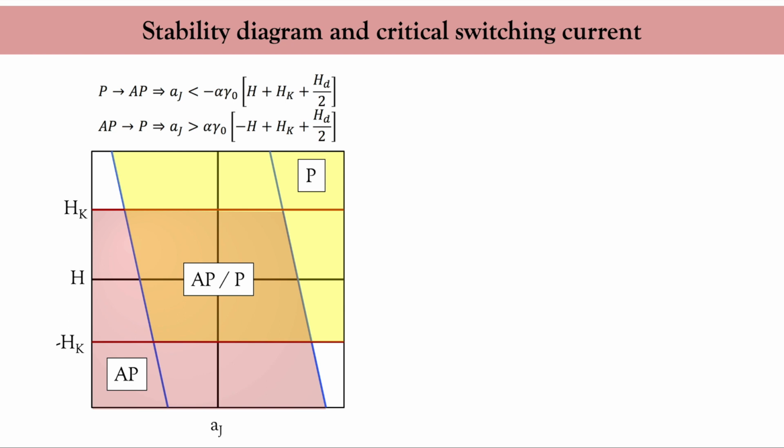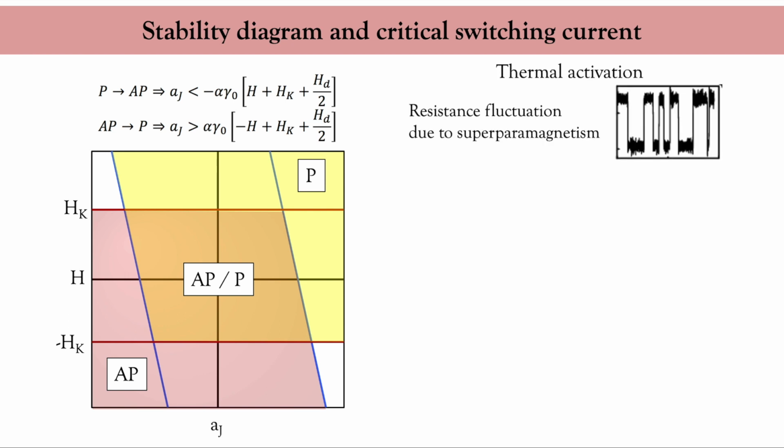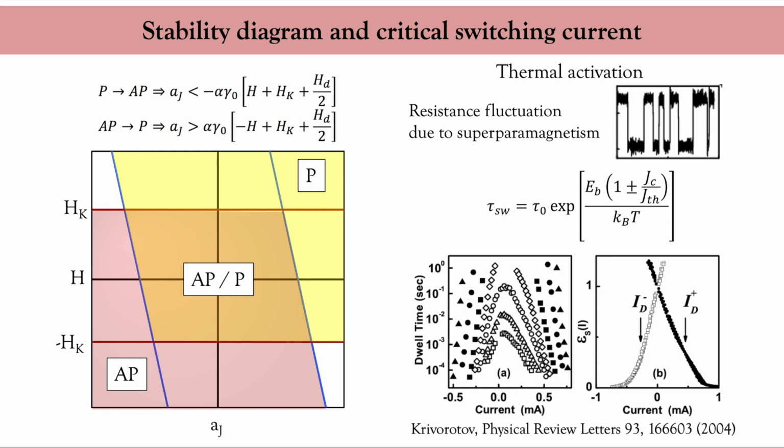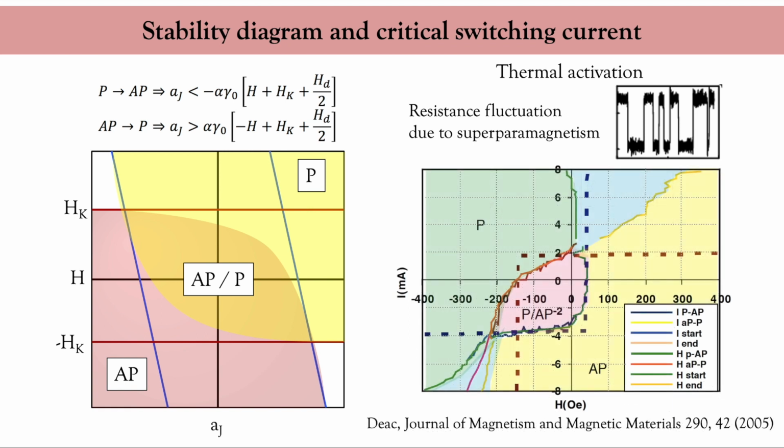Now, there is something we haven't considered yet: the importance of thermal fluctuations. As we have seen in a previous lecture, the thermal fluctuations are particularly important in small magnetic volumes, and they limit the lifetime of a given magnetic state. When a spin-polarized current is present, the dwell time of the magnetic state is severely reduced, as demonstrated experimentally. The consequence of thermal activation is the smoothing of the boundaries in the magnetic stability diagram. The bistable region looks more like a potato than a square, as confirmed experimentally.